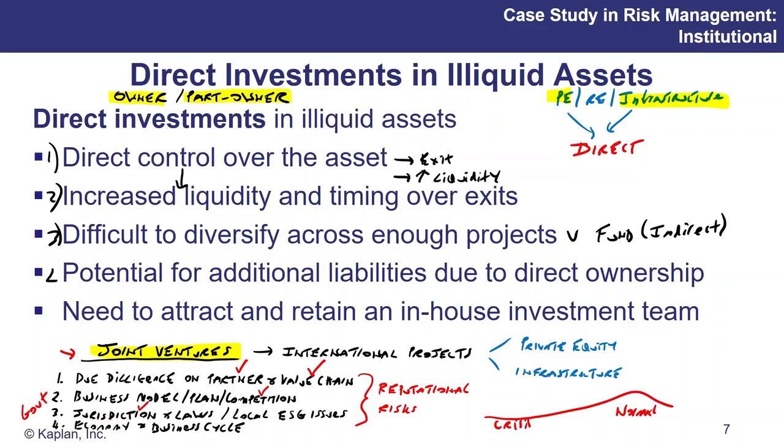Now, if you're the owner, part of an owner, you have unlimited liability. And what I mean by this is if your firm is negligent in some of its operations and is sued, then you might find yourself with liabilities beyond your initial investment amount. Whereas if you invest in a fund, you can never lose more than your original investment. So this is the potential for carrying the can.